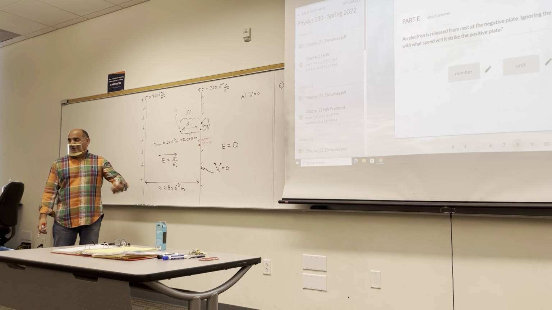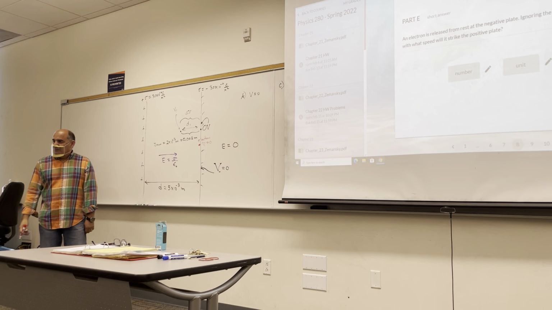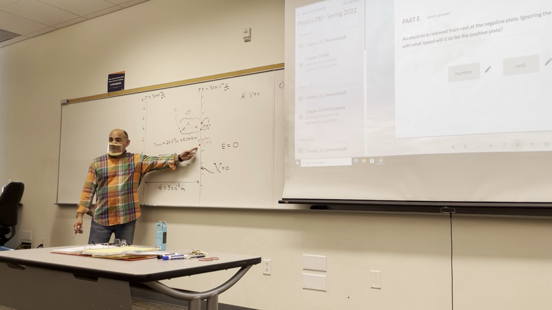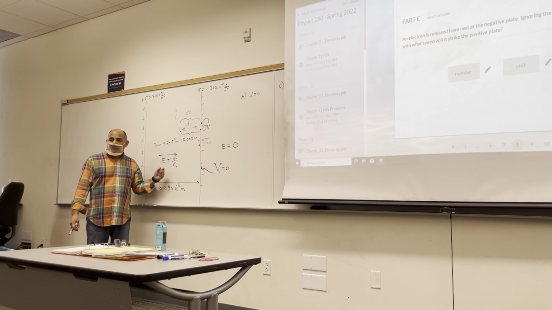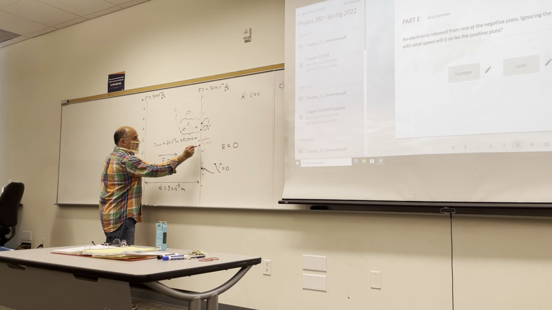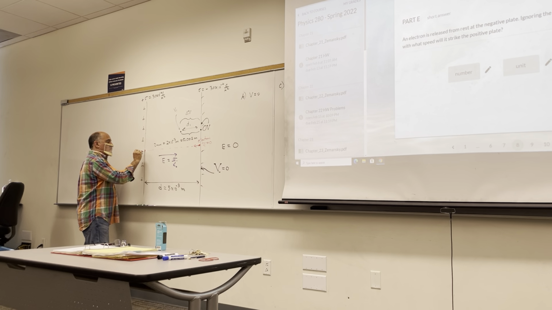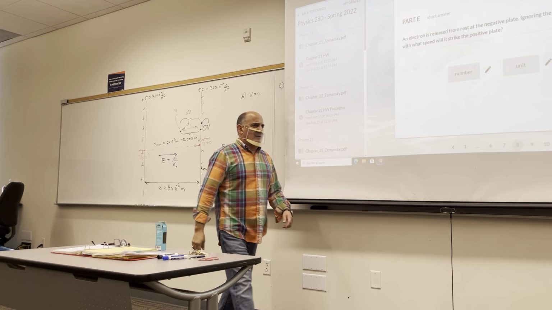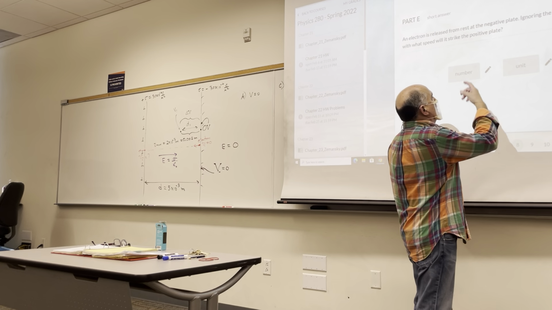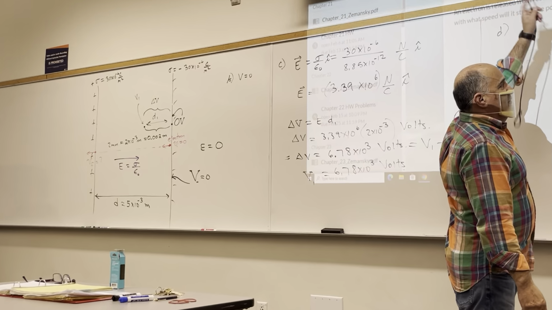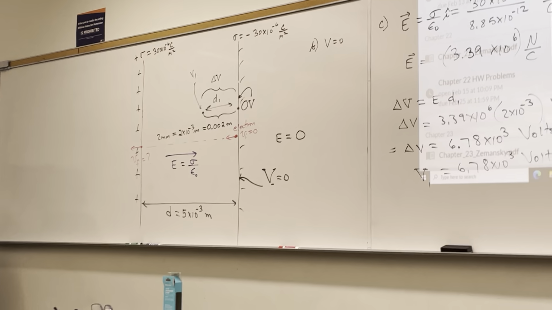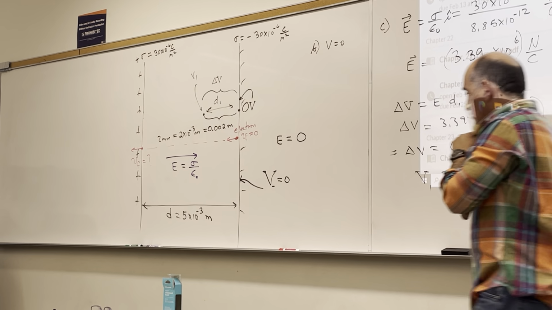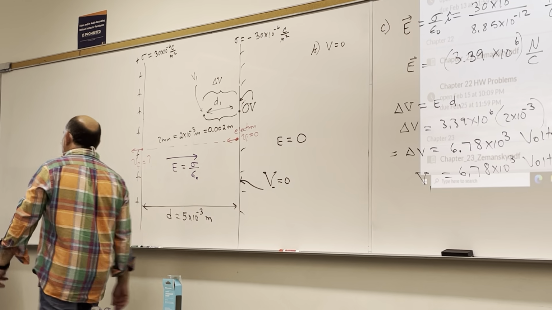It's going to be repelled by the negative plate and attracted by the positive plate. It's a negative charge sitting in an electric field that points to the right, so the force is going to be to the left. So it's going to go this way, and the question is, what's going to be the speed when it hits over here? They don't say it, but the mass of an electron is 9.11 times 10 to the minus 31 kilograms. So how do I do this problem?